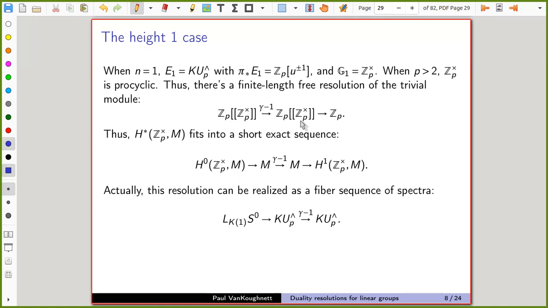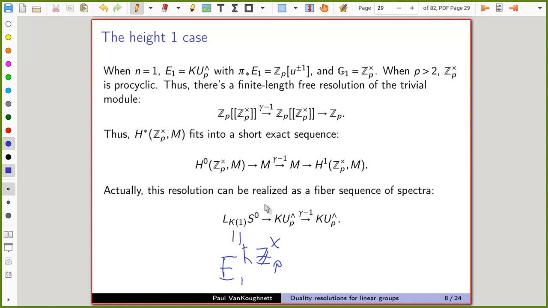Okay, this is closely related to topology. So actually, this resolution can be realized as a fiber sequence of spectra. So the K(1)-local sphere is the homotopy fixed points of Z_p cross acting on E_1. And the other two things are the homotopy fixed points of the trivial group acting on E_1.